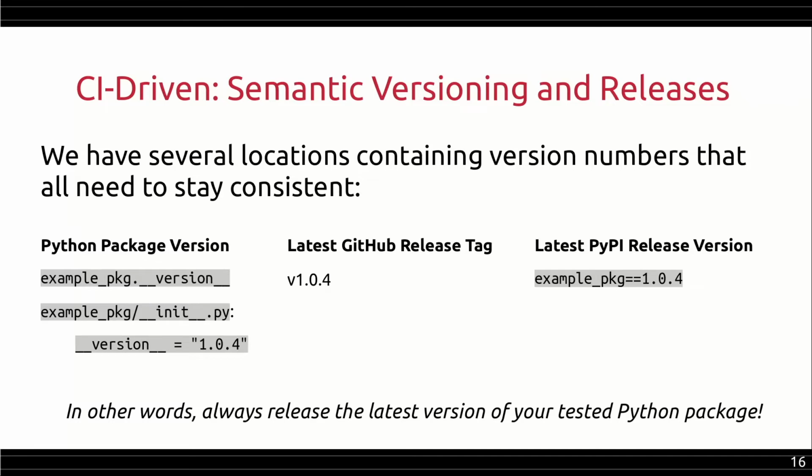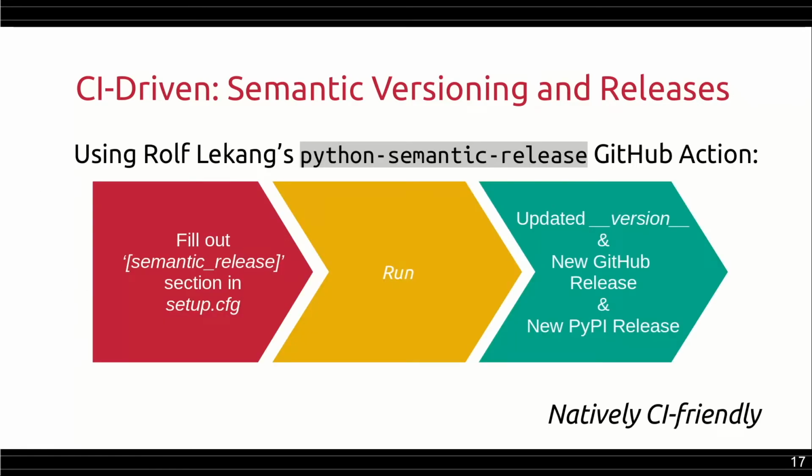But if we want to create code on the cutting edge, let's release the latest version of what we have tested. And using Ralph LeKang's Python Semantic Release GitHub Action, we can do this. It'll read a section in our setup config file, it'll run, and it'll update all three: the version string, it'll create a new GitHub release, and it'll create a new PyPI release. And this is, of course, natively CI friendly.